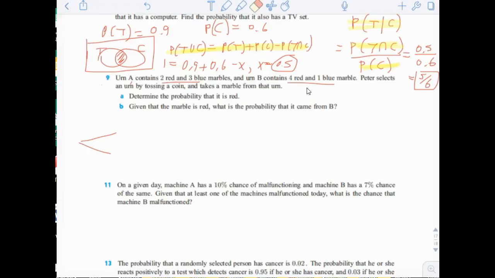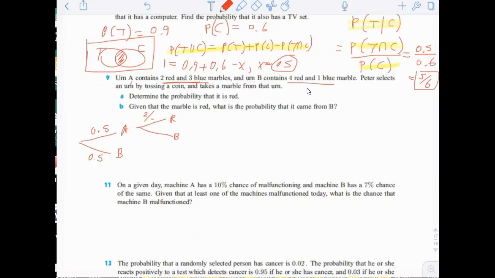Urn A, urn B. And what's the probability that it gets A or B? Well, since he's tossing a coin and the coin is fair, let's say that it's 0.5 probability of getting either A or B. If he gets A, then it's 2 red or 3 blue marbles. So what's the probability that he gets red? What's the probability that he gets blue? 2 red divided by 5 marbles total. 3 blue divided by 5 marbles total.